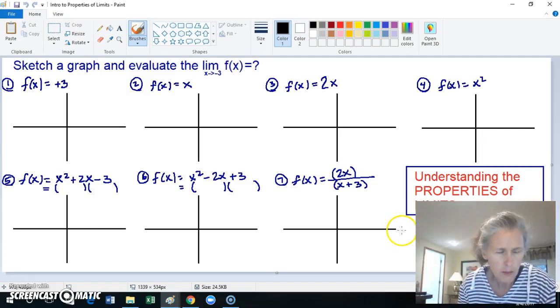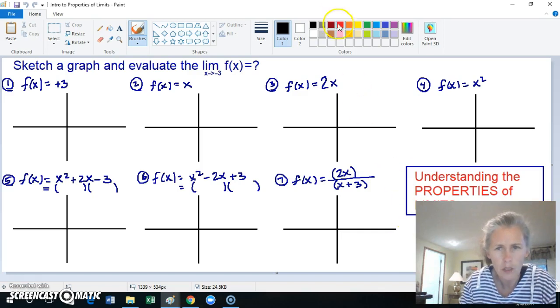Let's take a look at evaluating limits and the properties of limits. So first of all, I have 7 equations here, and you should be able to easily visualize the graph of each of these equations. Then we're going to take a look at the limit of f of x, each of these different f of x's, as x approaches -3.